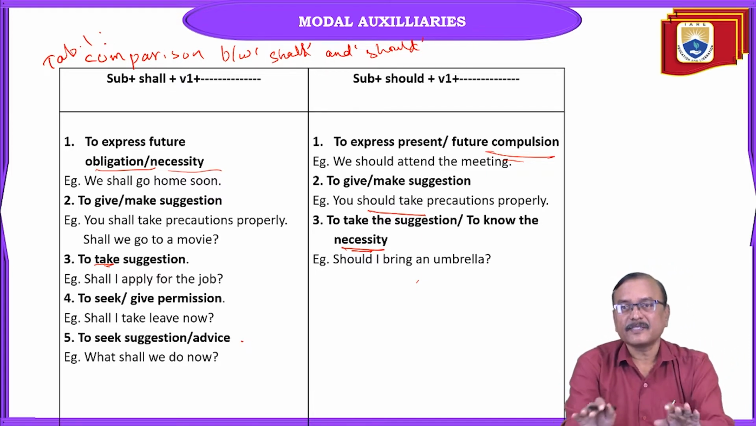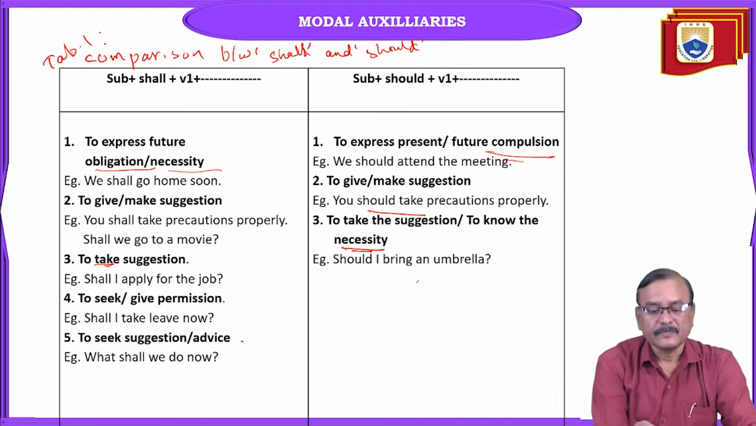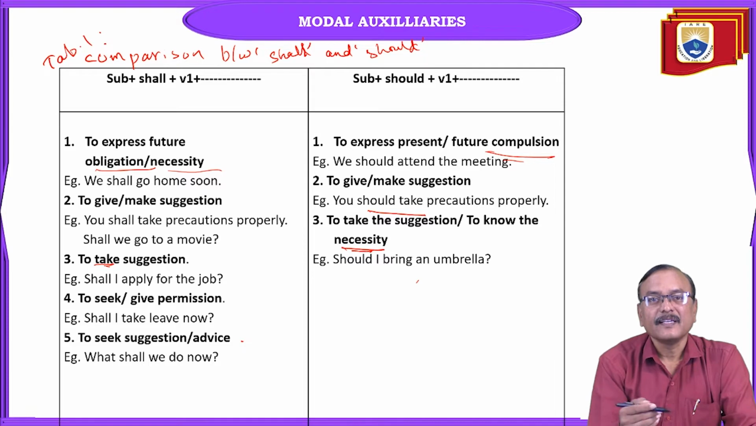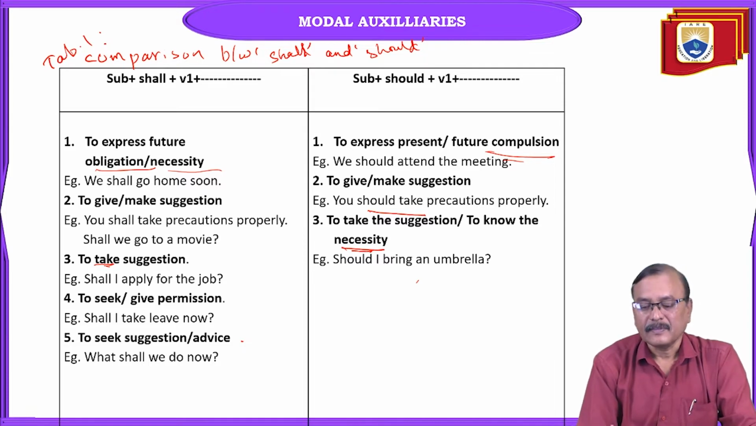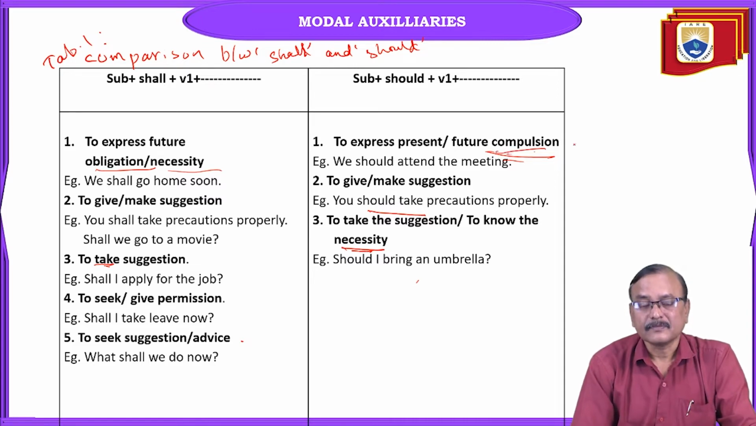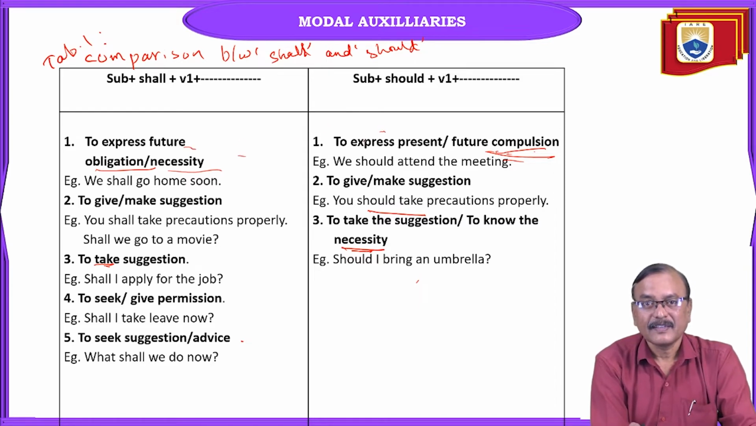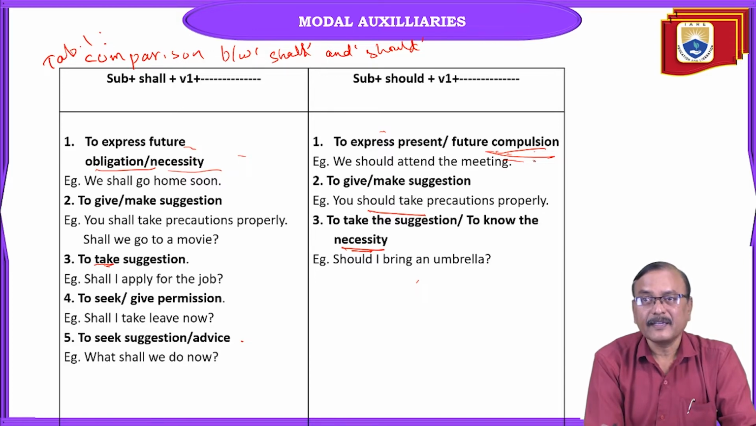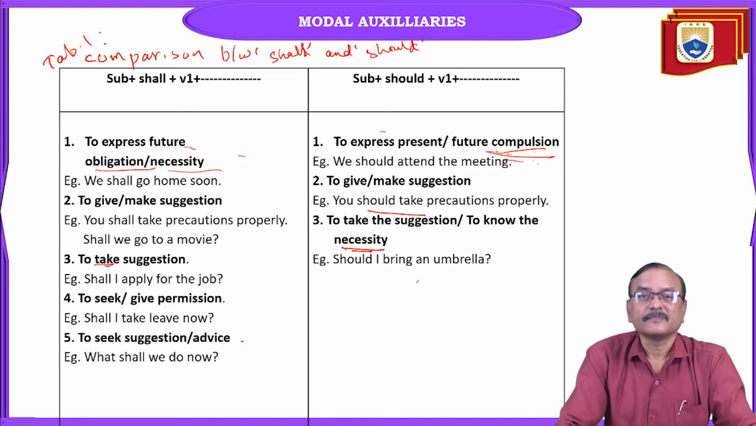Again see here, shall and should, almost both are same. Here, this is to express future obligation or necessity. Just like, is there any necessity? Simply. But here, this should is for compulsion. This is also for future, this is also for future. In both cases it is a future action only. But here it is just obligation or necessity, and here it is a compulsion. See the difference between this one and this one. Okay? Right.